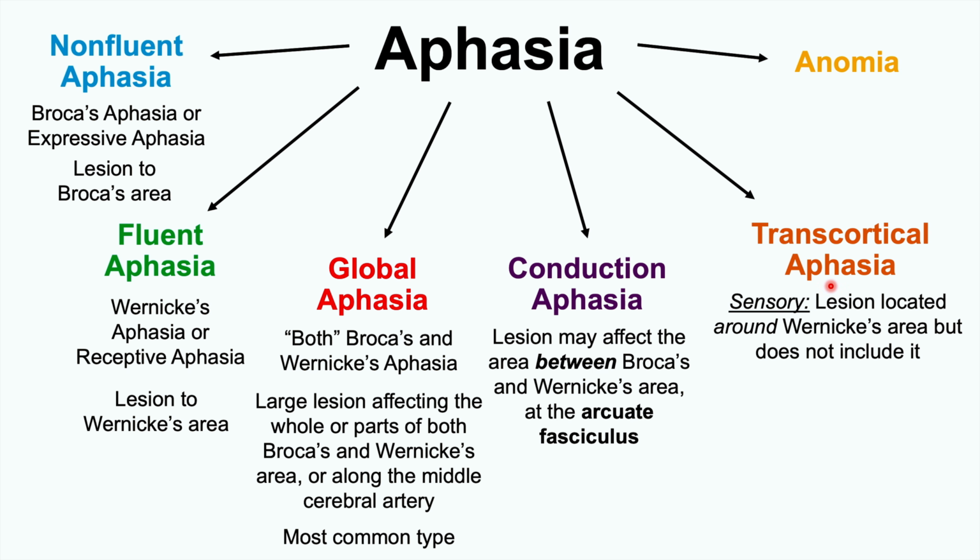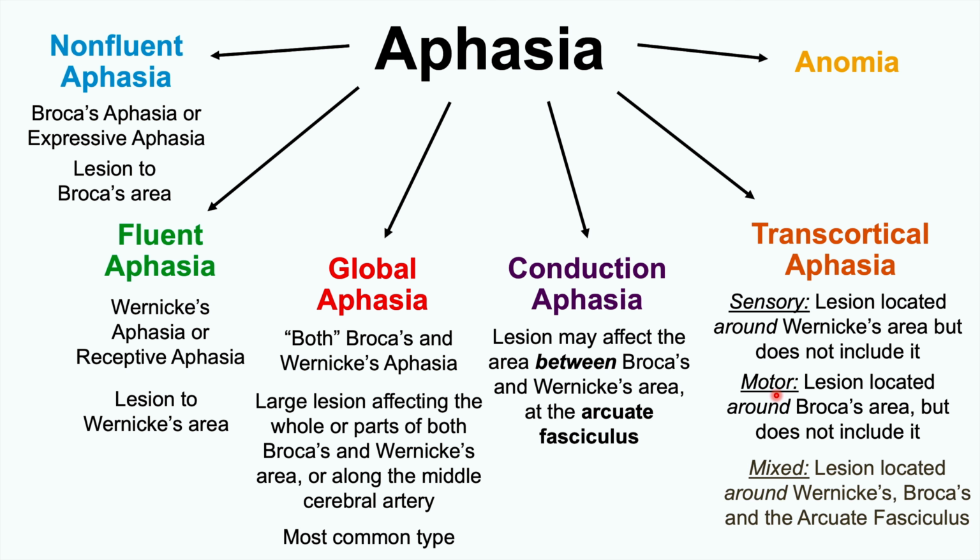And then transcortical aphasia is going to be broken down into transcortical sensory aphasia, which is a lesion that's located around Wernicke's area but does not include it. So the lesion is going to be in the structures around Wernicke's area. Another type of transcortical aphasia is transcortical motor aphasia, which involves a lesion located around Broca's area but does not include it. And then there's mixed transcortical aphasia, which is a lesion located around Wernicke's and Broca's areas and the arcuate fasciculus. So it can be a mix depending on where the lesion occurs. And anomia or anomic aphasia is a lesion that occurs at the angular gyrus.